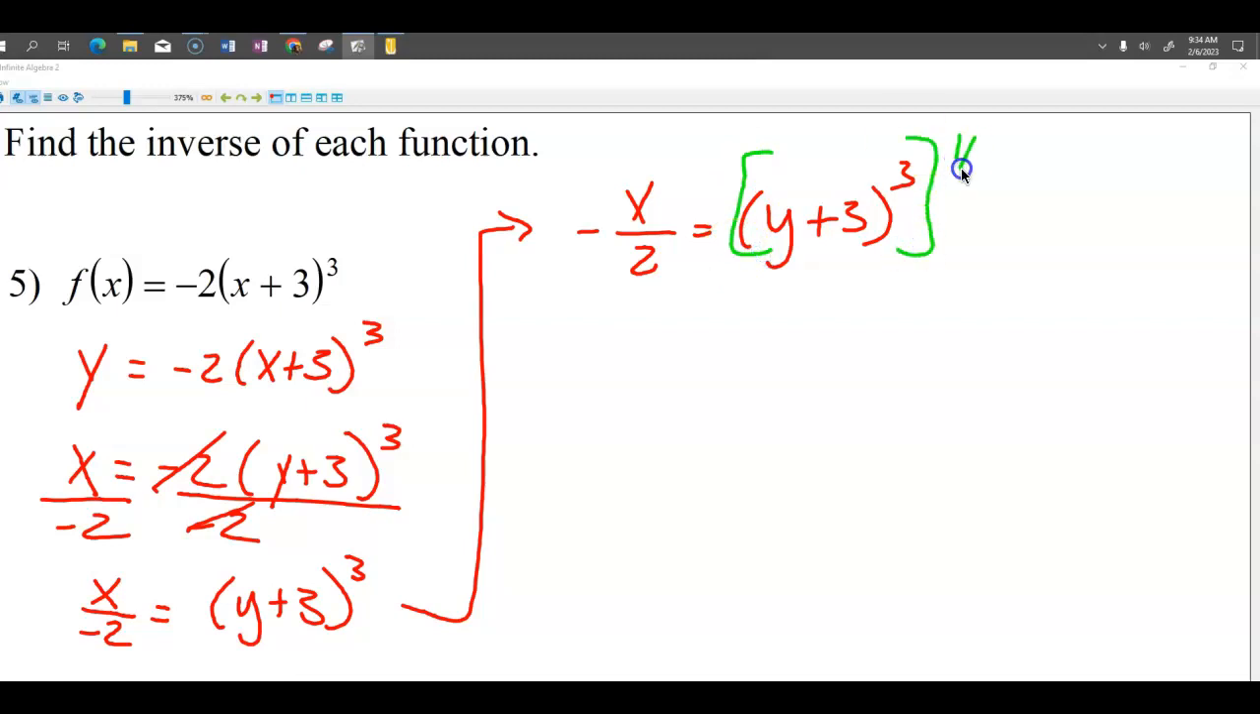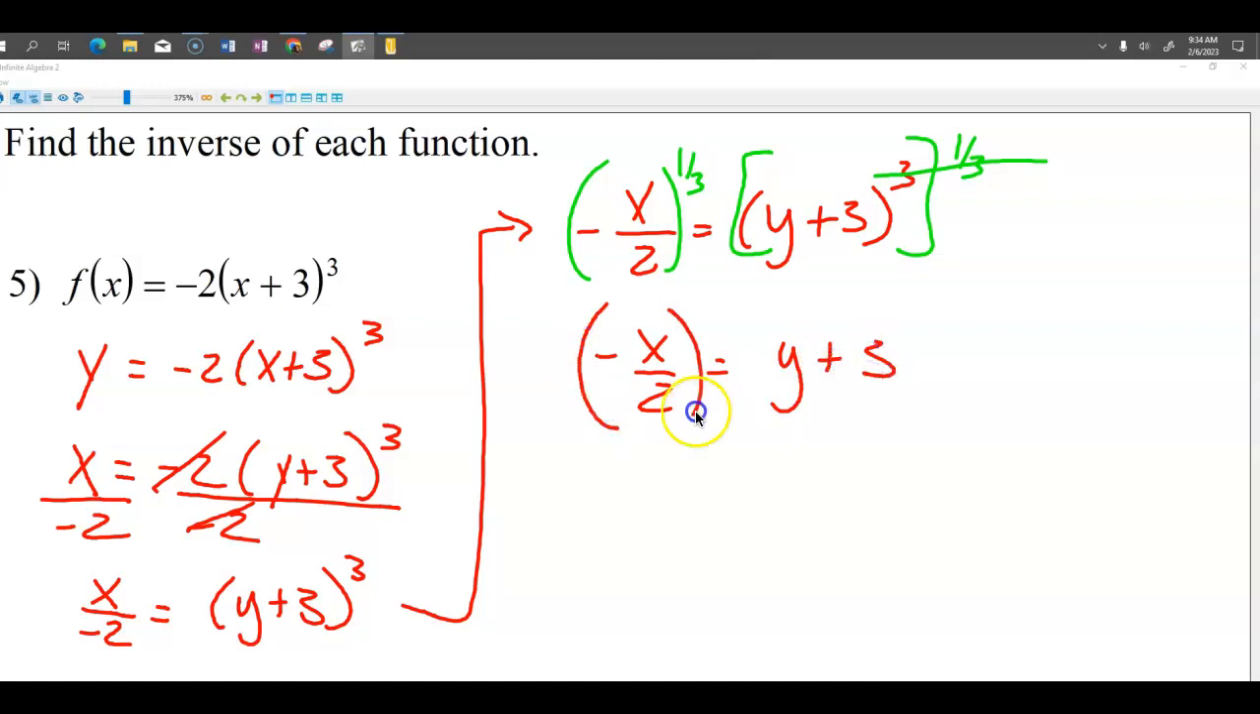I'm going to raise this to the 1/3, and I'm also going to do that over here, because if you do 3 times 1/3, those cancel each other out, and that gives me just y plus 3 now. And on this side, I've got 1/3.